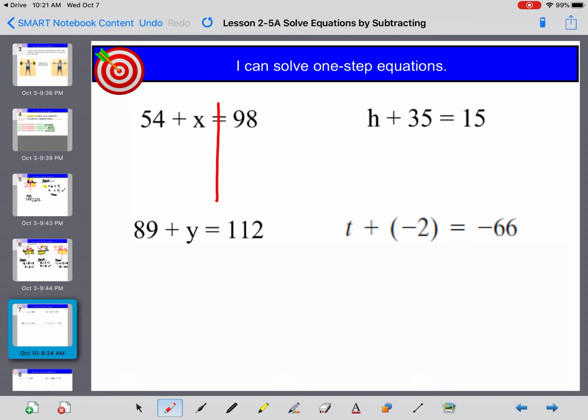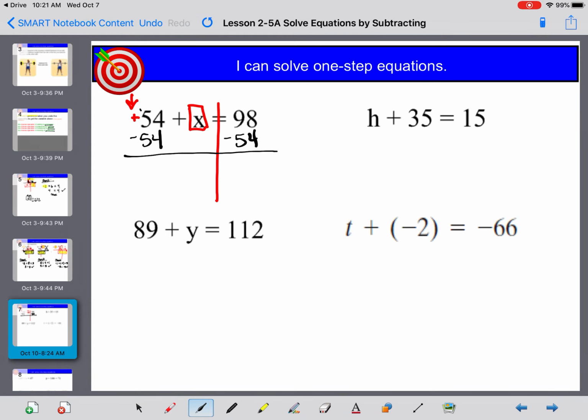The first one, I see that X is right here, and I look at the number before it, 54. I'm not actually looking at this plus sign. I'm looking at the fact that 54 is a positive number. This is really positive 54. So I am going to subtract 54 from both sides.